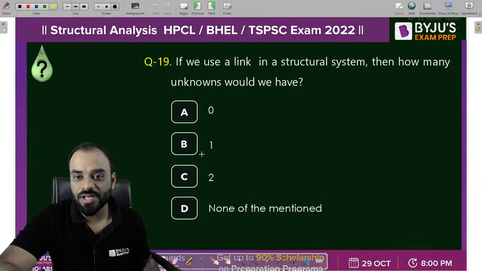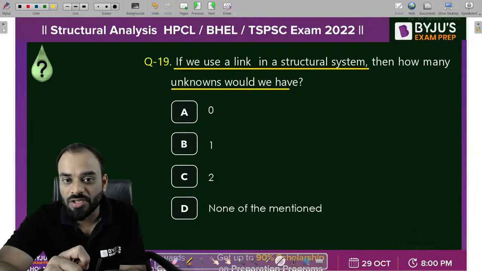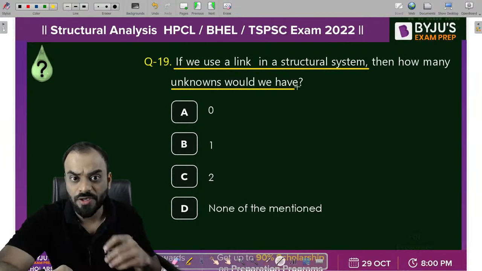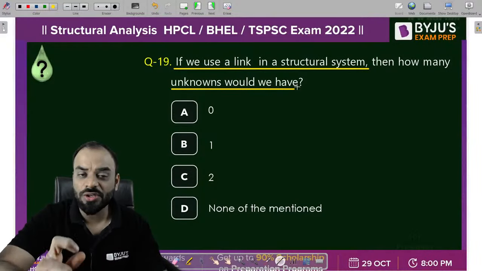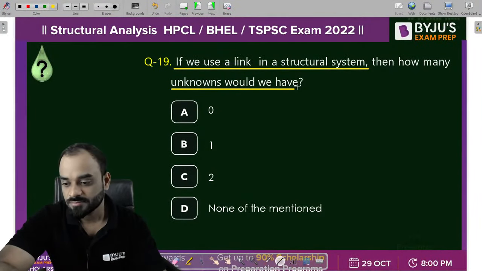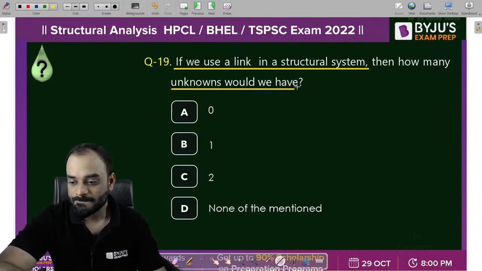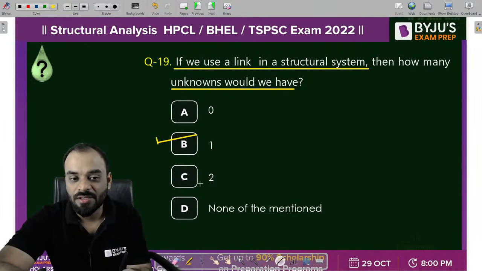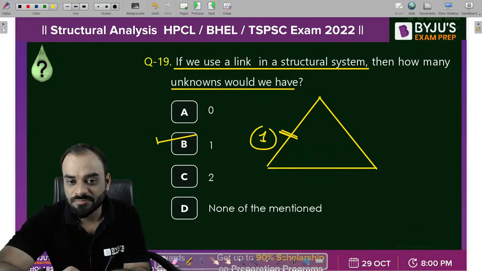Very nice. Let's move to the next question. If we use a link in a structural system, then how many unknowns would we have? If you use a link in a structure, in case of a link, how many unknown internal reactions are there? That is the question. One. Very nice. Yes, it should be one because each and every truss member is considered to be a link only, right? So this particular member will have only one reaction.